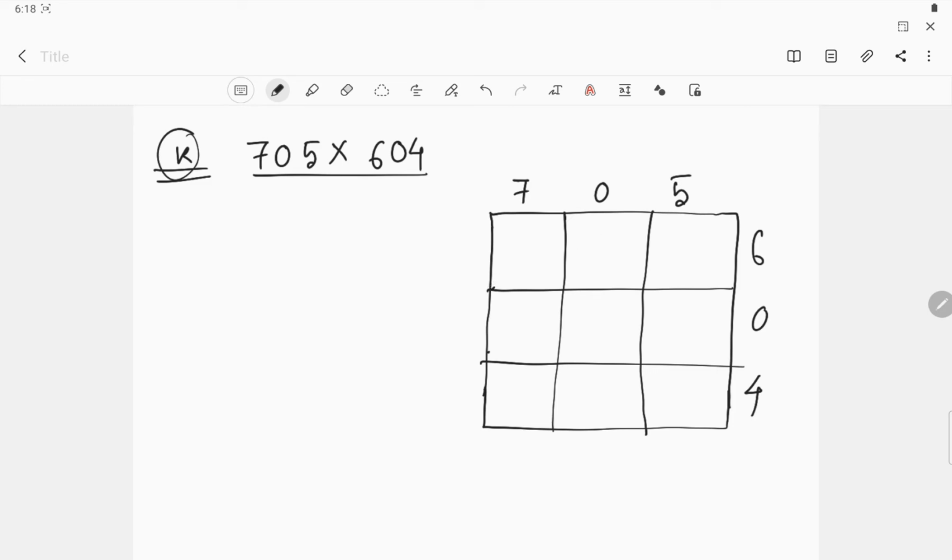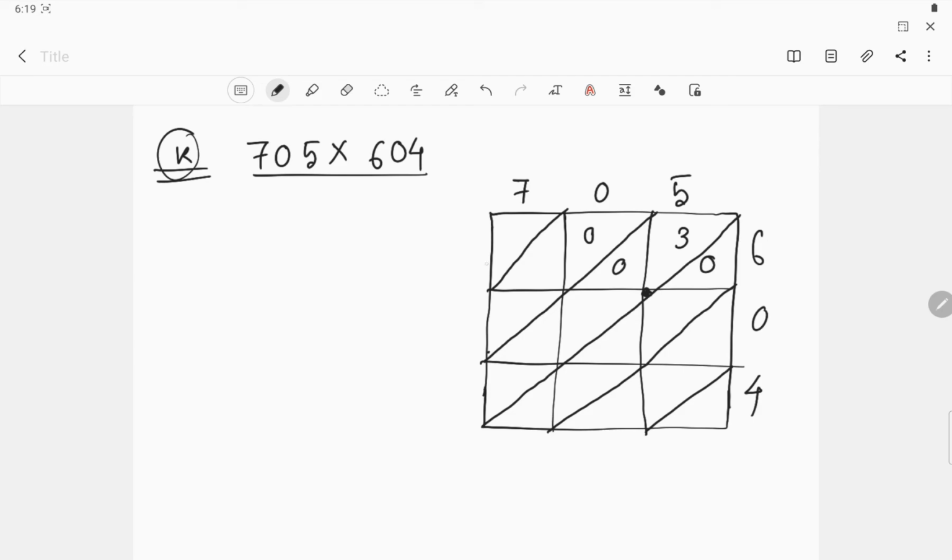Now draw the diagonals. Yes, I have drawn the diagonals, right? Now let's start with multiplication. 6 5s are 30, 6 zeros are 0, 6 sevens are 42, 0 5s are 0, 0 zeros are 0, 0 sevens are 0, 4 5s are 20, 4 zeros are 0, 4 sevens are 28.